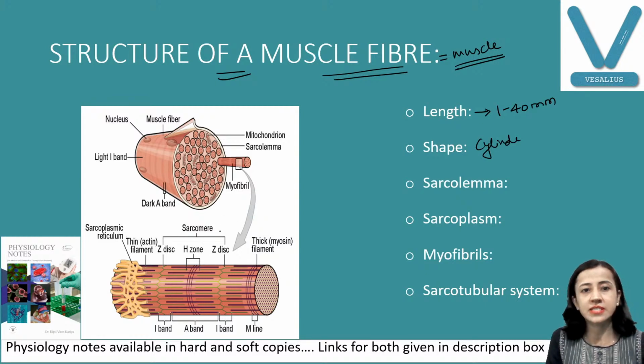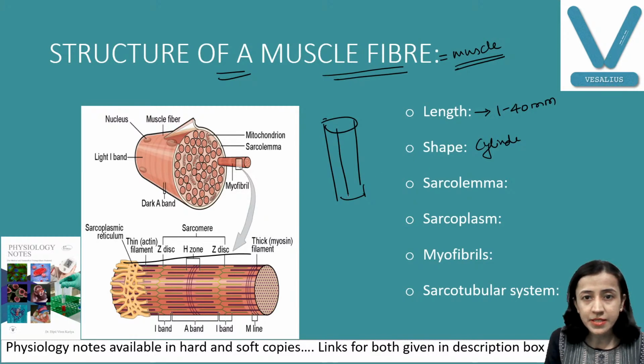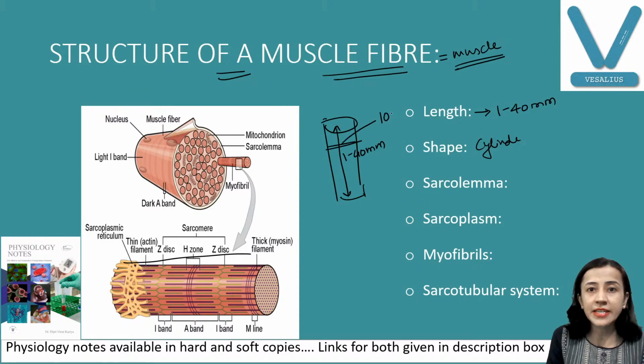cylinder like. You can see here, this is the cylinder, straight. Suppose this is your cylinder, so it has this shape. And this is the length, 1 to 40 millimeter, and the diameter is about 10 to 100 micrometer.